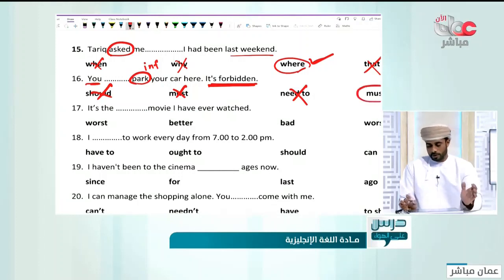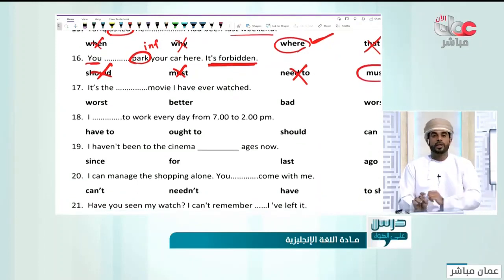Mustn't. Good. Hopefully after the break we are going to go back and discuss more and more grammar aspects in here. Wait for us and don't go away.